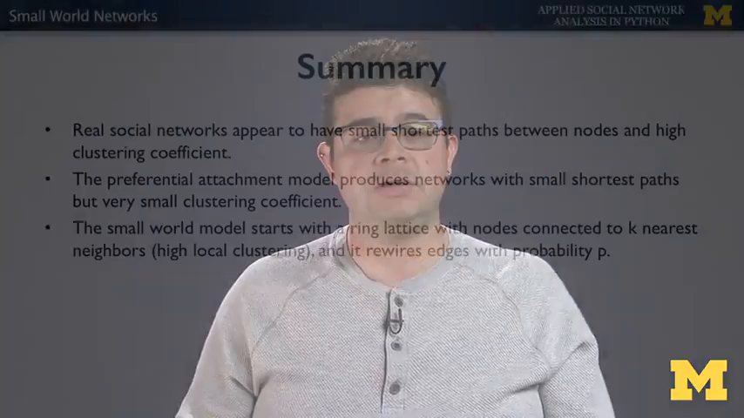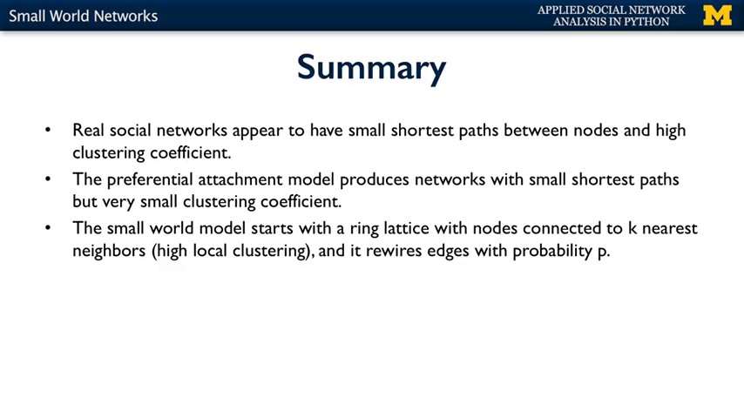In summary, today we looked at real networks and we found that they appear to have a small shortest path and that they tend to have high clustering coefficient. And we found that the preferential attachment model that we talked about last time produces networks that have small shortest paths, but they also have a very small clustering coefficient. So then we talked about a new model, the small world model, that starts with a ring lattice with nodes connected to the k nearest neighbors. So it starts out with very high clustering, but then it rewires some of the edges with probability p.